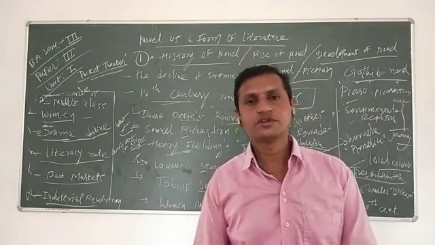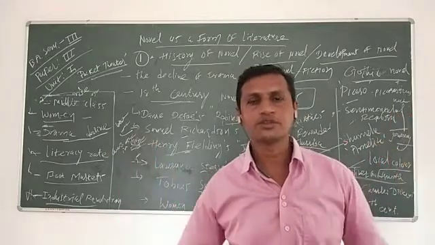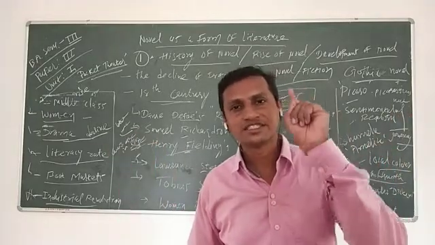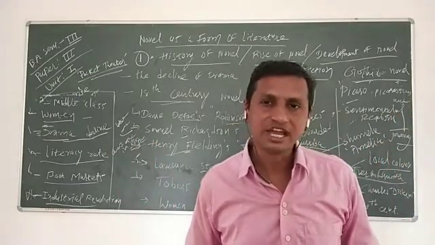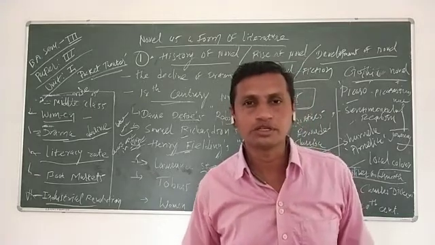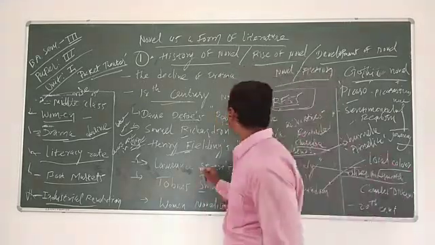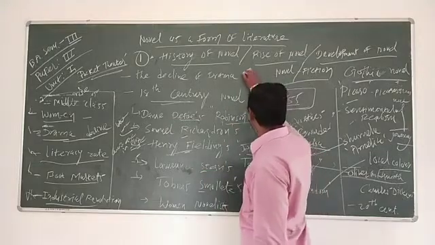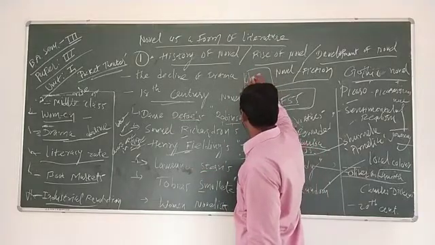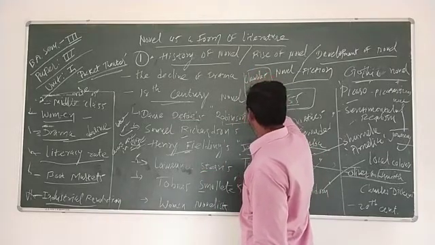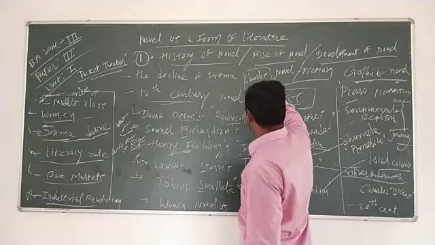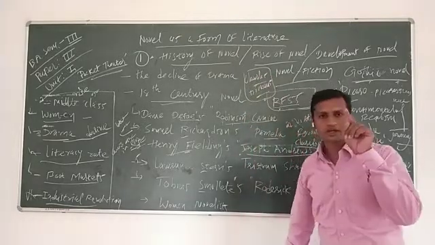In the 19th century, the most prominent writer is, yes, Charles Dickens. Charles Dickens also contributed a lot. We can say that he was the most important one. And we write down Charles Dickens. You must have heard the name, my friend.